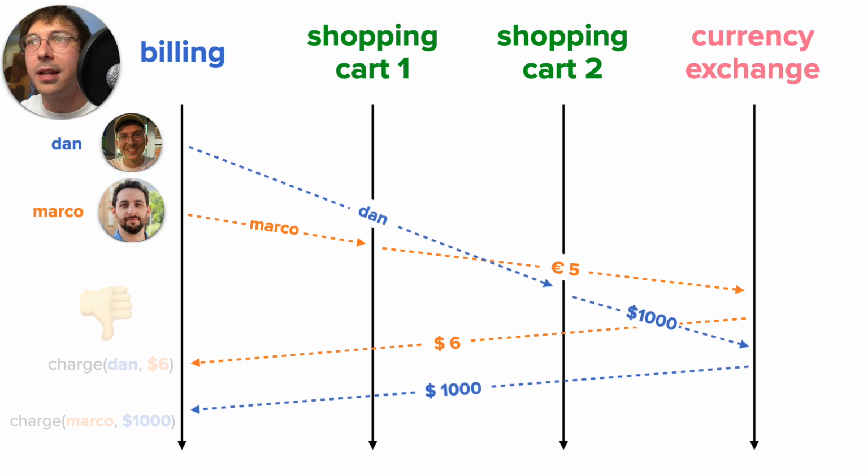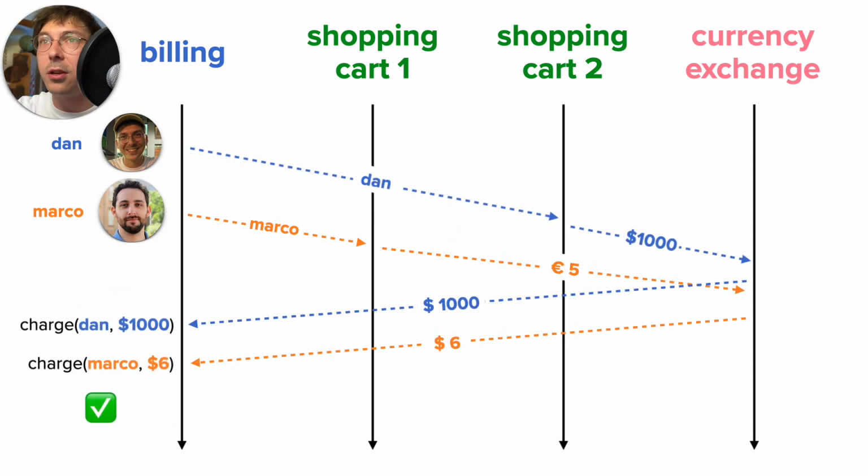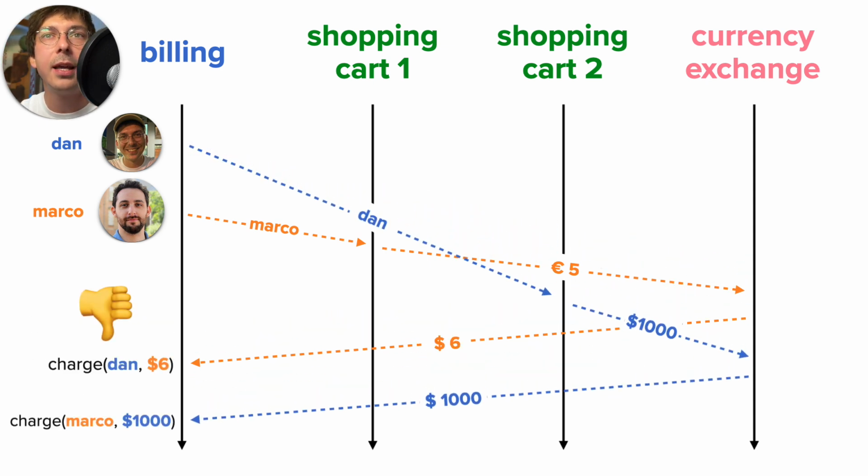Let me show this again. I'm changing the order in the currency exchange, and look at what happens at the billing. Before, the $1,000 arrives first, and now the $6 arrives first. So this is another version of the sieve that we saw before, right? Where we now have two integers coming in, and the billing service has no way to know which integer corresponds to which transaction.